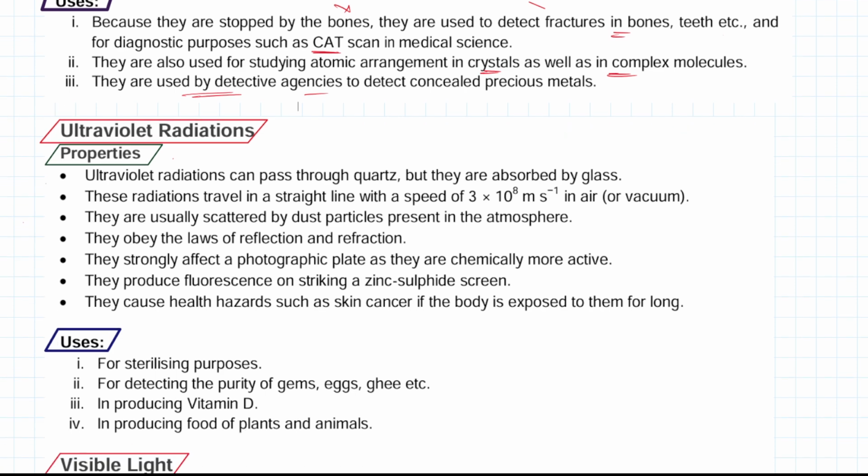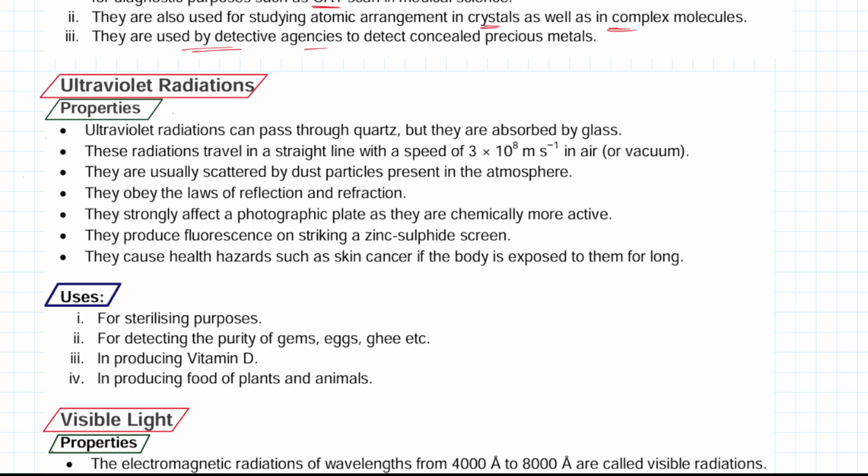Then ultraviolet radiations. Properties of ultraviolet radiations: they can pass through quartz, but they are absorbed by glass. The radiation travels in a straight line with speed 3 into 10 to the power 8 meter per second in air or vacuum. They are usually scattered by dust particles present in the atmosphere. These ultraviolet radiations are produced by the sun. They obey the laws of reflection and refraction both. They strongly affect a photographic plate as they are chemically more active. They produce fluorescence on striking a zinc sulfide screen.